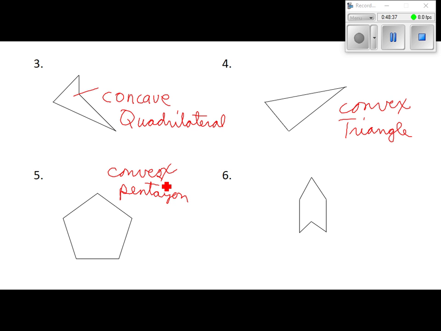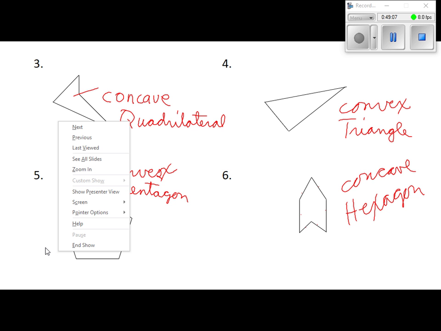Next one. Concave. What kind of shape is it? Hexagon? How can you tell? Because it's got 6 sides. 1, 2, 3, 4, 5, 6. Just count. So hexagon.